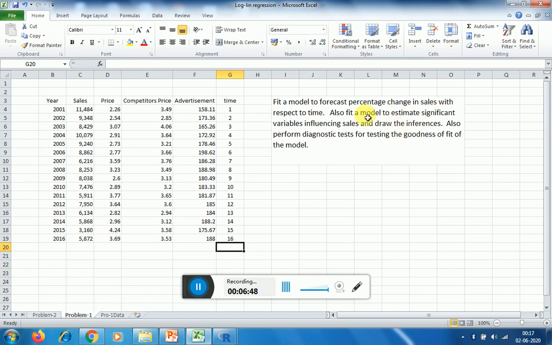So here we want to find out the other influencing variables, then also perform the diagnostic test for testing the goodness of fit of the model. So we have to not only fit a model, but also we need to perform certain diagnostic tests to identify the most suitable model. So these are some of the tasks in hand, and now we will try to use log linear regression model to address these various questions.